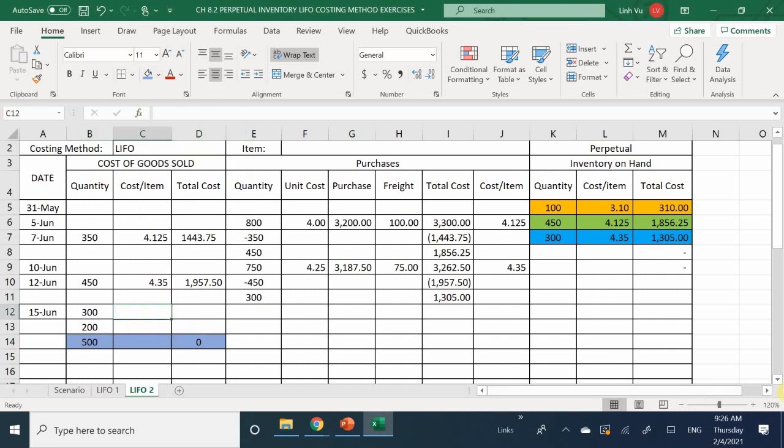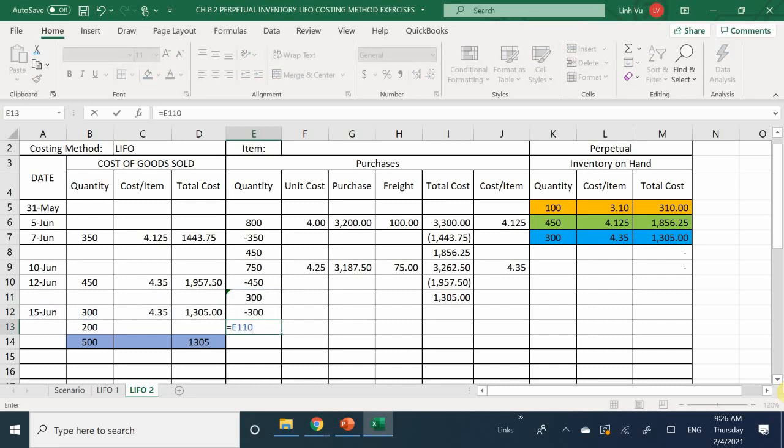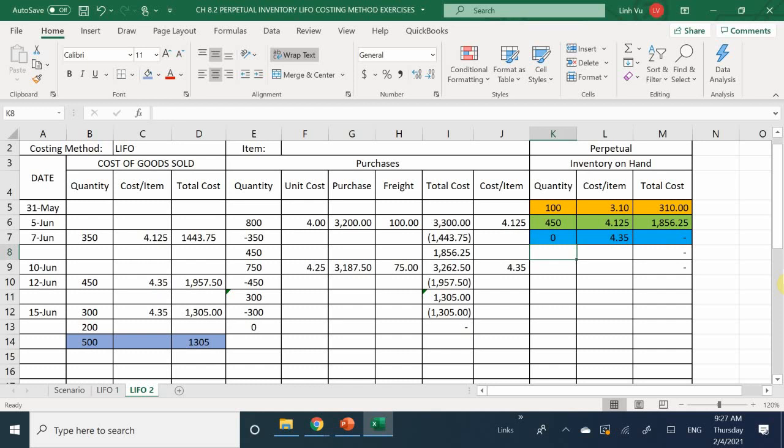Okay, so if I know that 300, right, I'm taking the whole batch of it, is going to cost me $4.35 each. Of course, I'm just going to multiply that across. So I know I'm going to get rid of the 1305. Same thing here. I'm going to cross it out or eliminate it. So now I can go ahead and go to my blue batch and I'm going to make it 0. Just like that. Okay. So now I have to dip in.